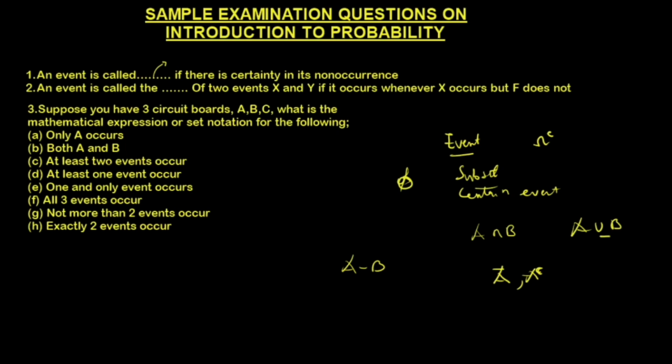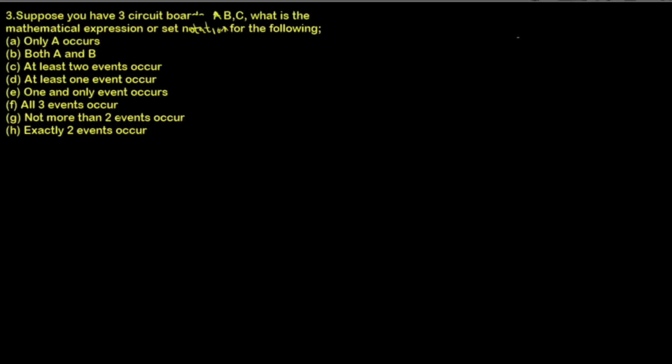Now let's move on to question number 3. It's going to make us understand set notation, which is set theory. With question number 3, we are going to apply set notation from set theory. Let's read the question. Suppose we have 3 circuit boards A, B, and C. What is the mathematical expression or the set notation for the following? Learning the set notation is very important, and it will make us solve some of the questions very easily.